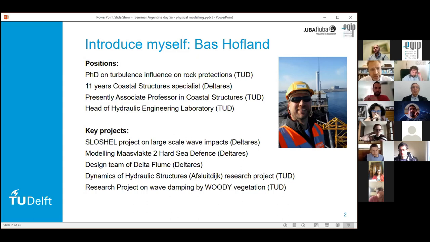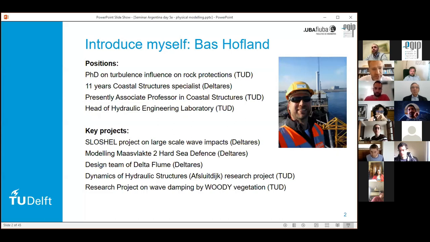Some projects I worked on at Deltares were a project to make very large wave impacts, with a wall of 10 meters high and waves of 3.5 meters hitting the wall as hard as possible using this gigantic wave in the Delta Flume. That was a real nice project. I was busy with the design and the assessment of the design of the Maasvlakte, the second Maasvlakte, the port extension, but I will be talking about that tomorrow. I was also involved in making this Delta Flume, which is the largest wave flume in the world, a nice piece of research equipment.